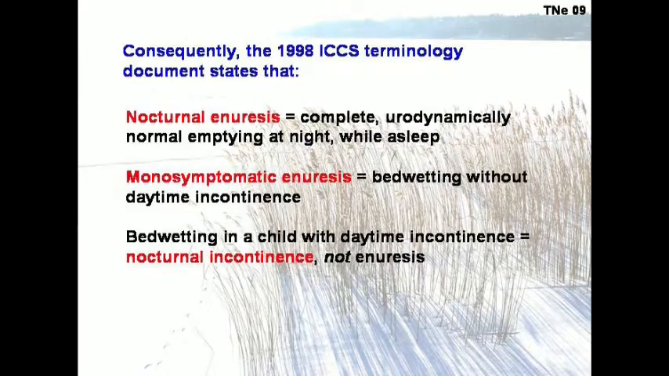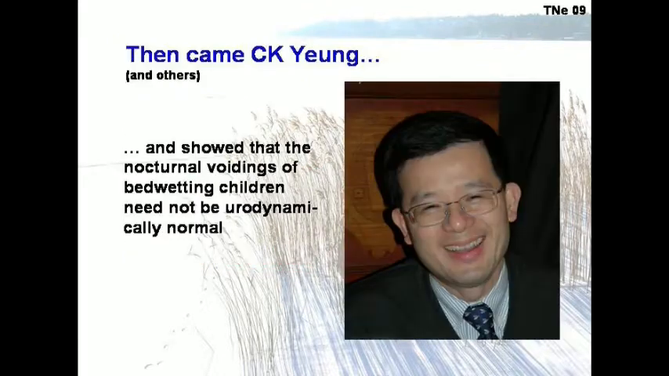We were wrong. But consequently, the old terminology stated that nocturnal enuresis means complete urodynamically normal emptying at night while asleep, while monosymptomatic enuresis was bedwetting without daytime incontinence. And bedwetting in a child with daytime incontinence we called nocturnal incontinence, not enuresis. Please forget this.